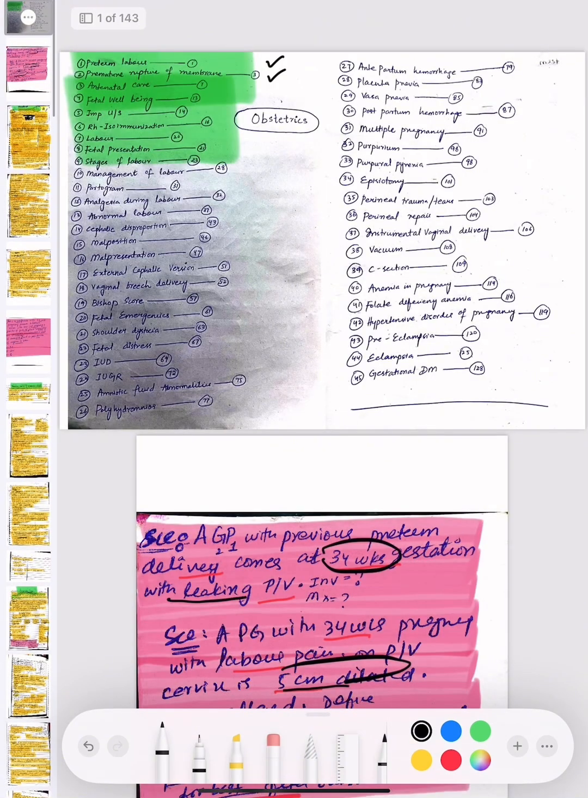Now in this section we have discussed the following topics, that is antenatal care, fetal well-being, and the importance of ultrasound. In the next section we will discuss Rh isoimmunization, the labor, the fetal presentation, the different stages of labor, and the management of labor and partogram.